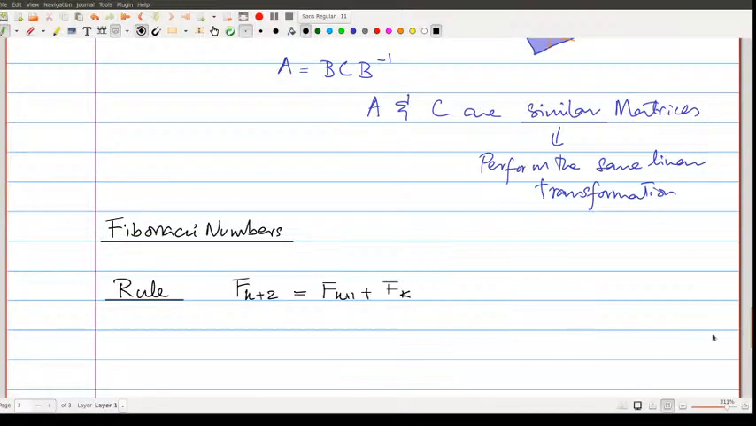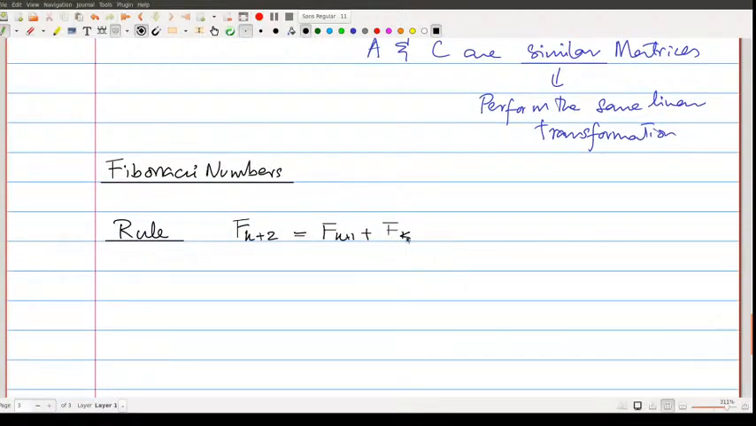We need at least two values to start from, because we can't find the next number until we have two initial values. So let's say we start from 0 and 1. The next number will be the sum of these two numbers, which is 1. And the next number will be the sum of these two, which is 2, then 3, 5, 8, 13, and so on, right? So this is the Fibonacci sequence.